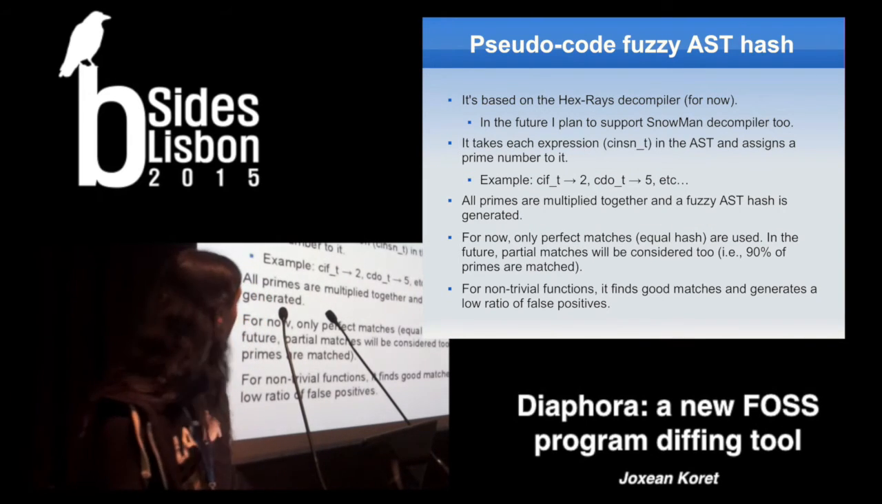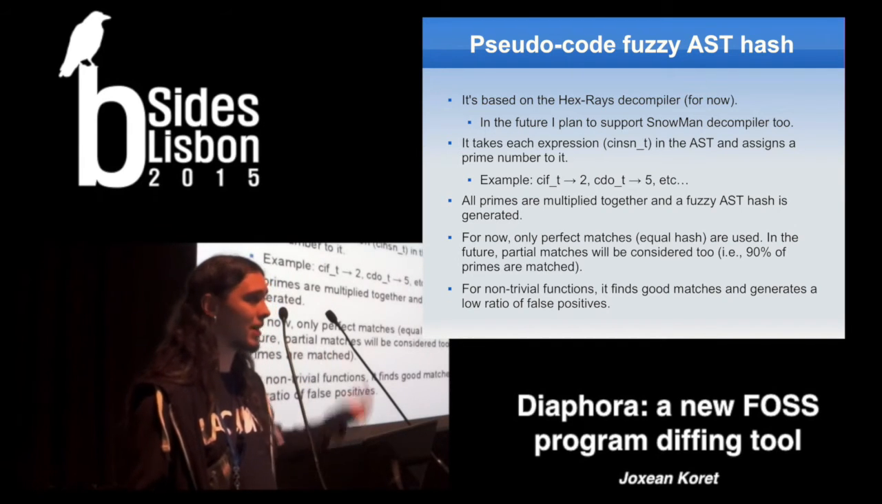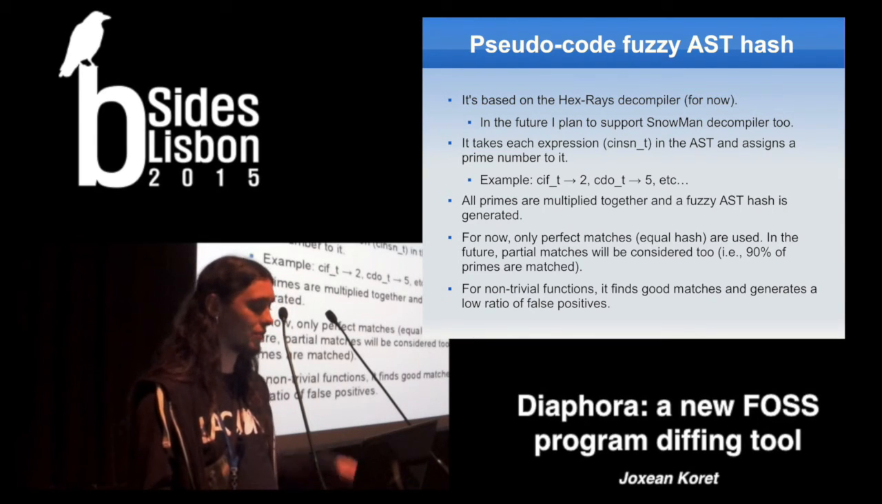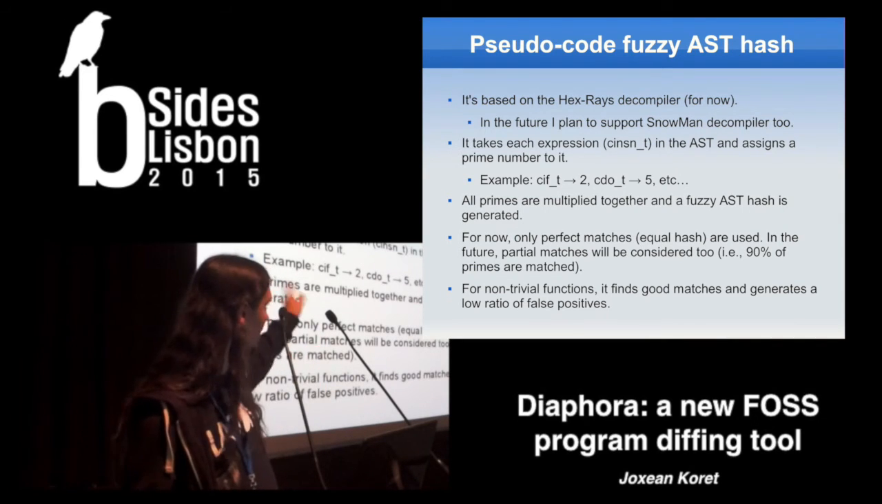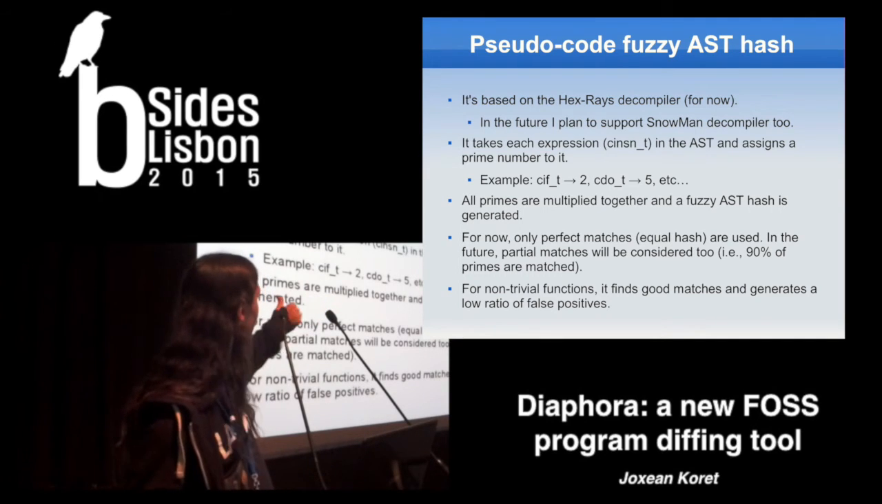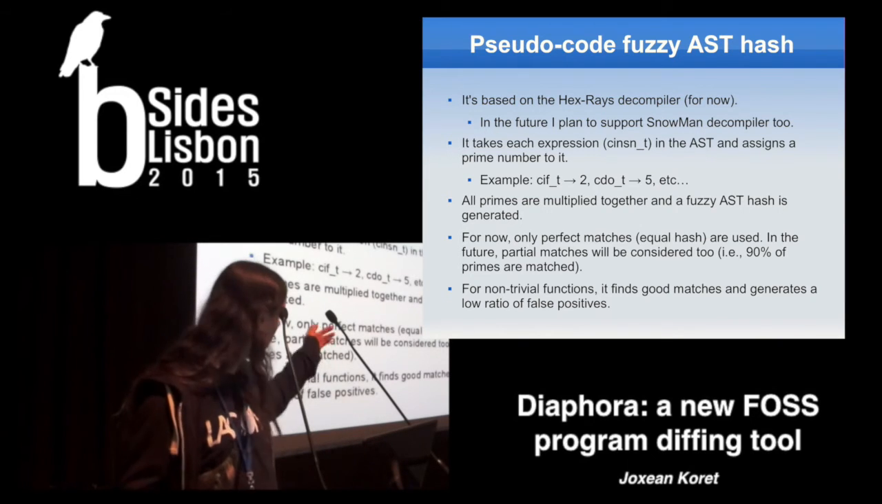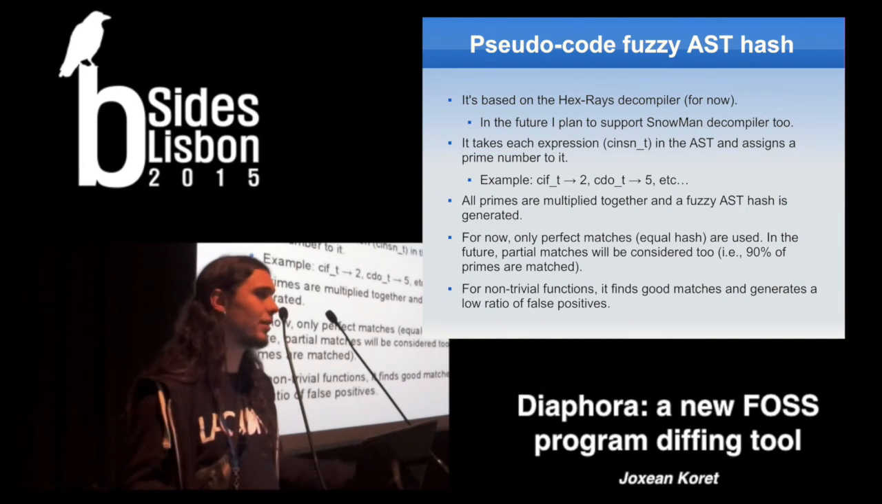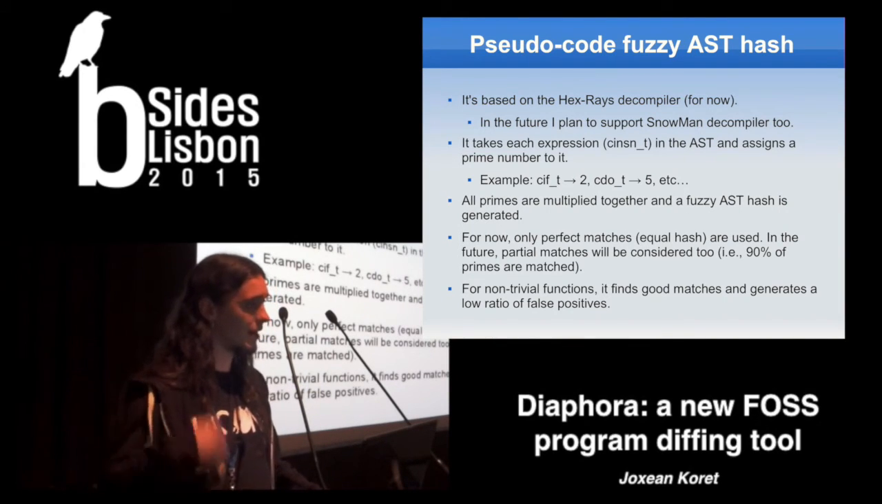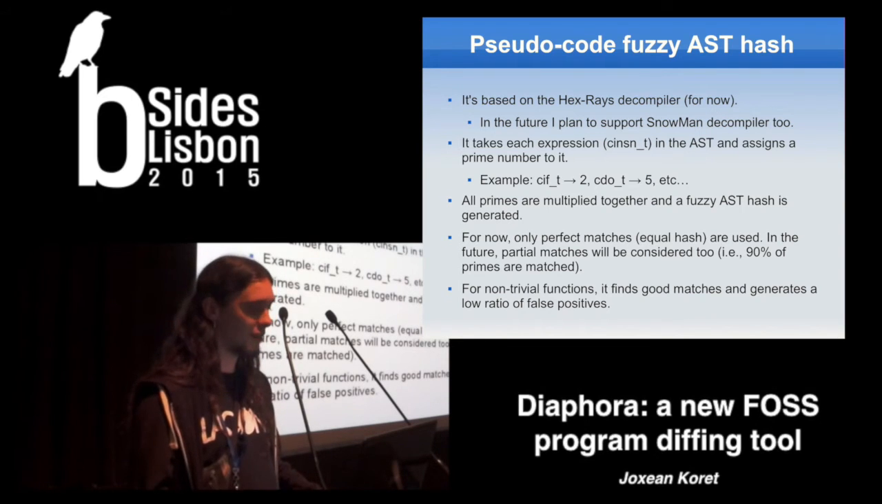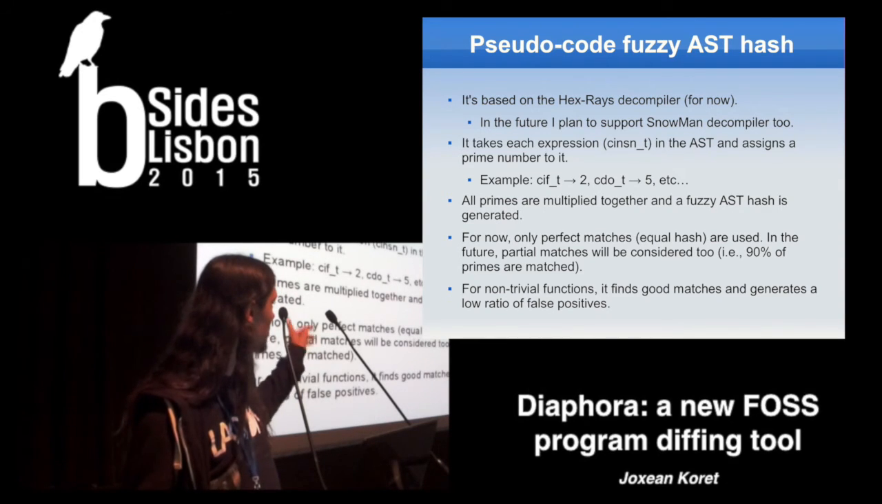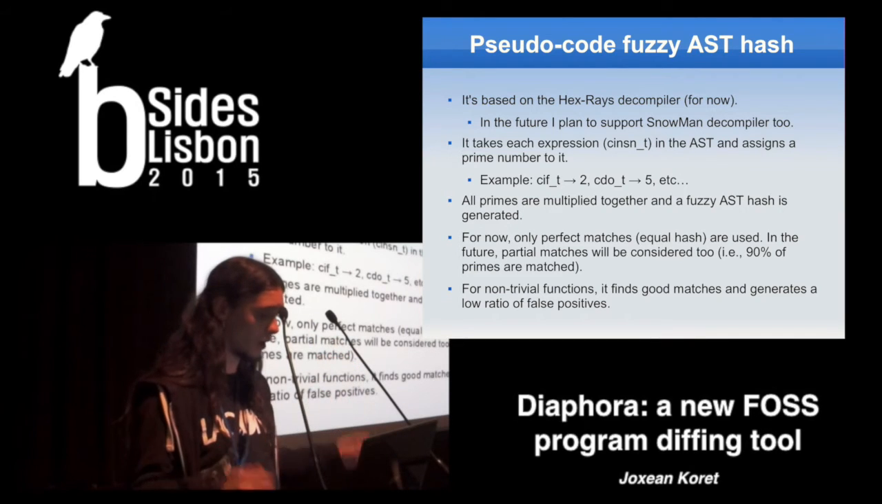Okay, one more heuristic: the pseudocode fuzzy abstract syntax tree hash. It is based naturally on the Hex-Rays compiler. For now, tomorrow I plan to use also the Snowman compiler, which is open source. It takes each expression, each C instruction in the AST, and assigns a prime number to it. For example, the if instruction is 2, the do instruction is 5, the switch instruction is, I don't know, 13. Then all the assigned primes are multiplied together, and a fuzzy abstract syntax tree hash is generated. For now, only perfect matches, those for which the final hashes are equal, are considered.